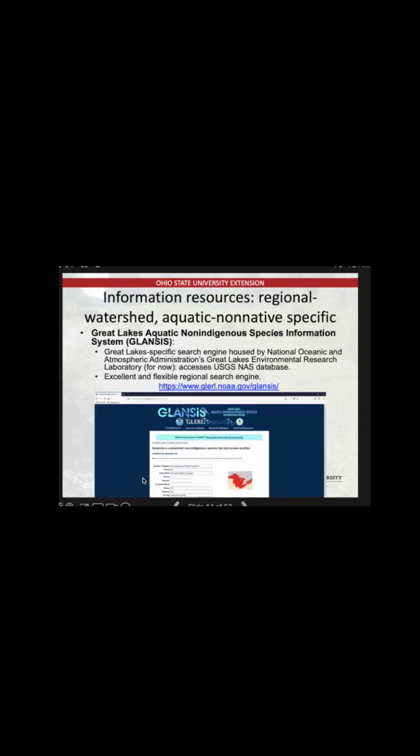Attached to this database is GLANSYS, the Great Lakes Aquatic Non-Indigenous Species Information System. This pulls data from the USGS, but it pulls it into a Great Lakes specific search engine. And it's a really powerful search engine. You can refine it by taxonomic group, by lake, and by the watershed around the lake. So a really useful search engine that, again, mostly pulls data from the USGS, but it adds some things that the USGS doesn't cover, especially plants.